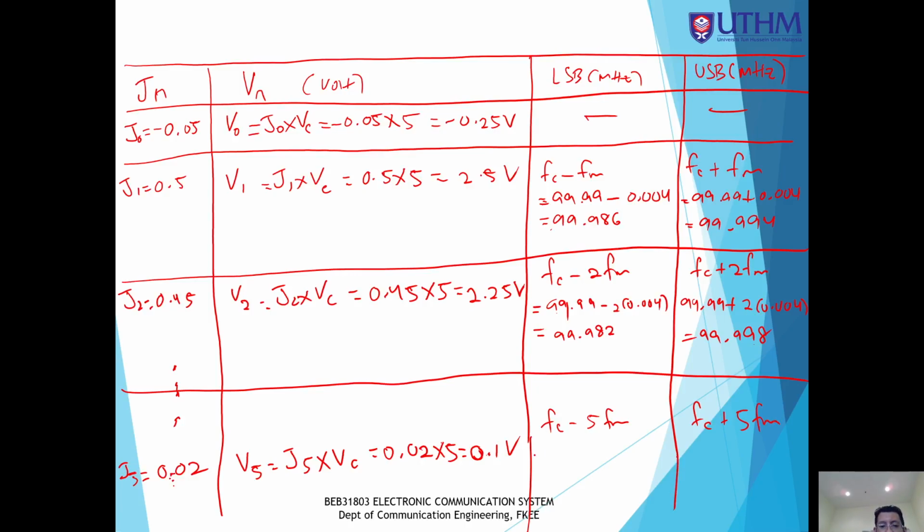And for the frequency, you see that this is 99.99 minus 5 times 0.004. So you will get 99.970 megahertz, while this one for the upper sideband is 99.99 plus 5 times 0.004. So this is located at 100.010 megahertz.